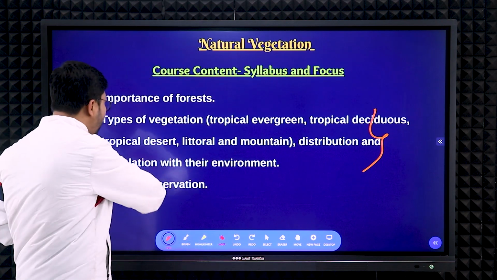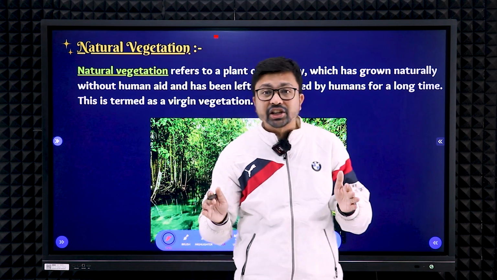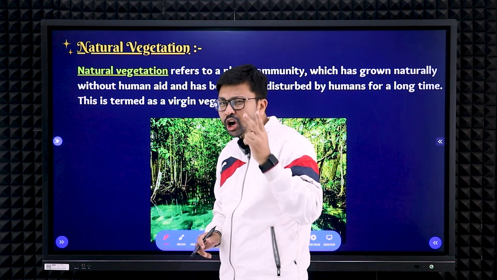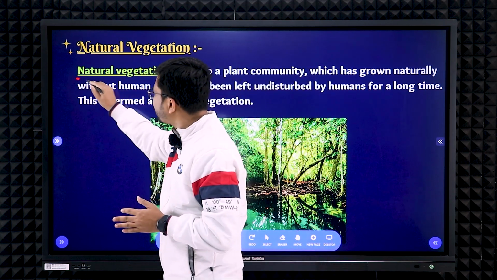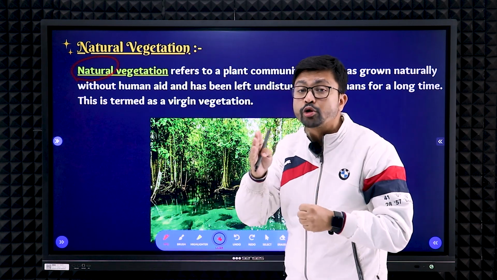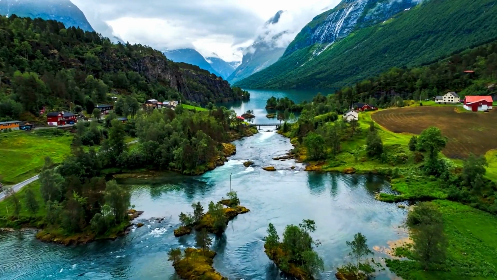Now, come to the main part. First of all, you need to know the definition of natural vegetation. Here you can see two important terms, natural and vegetation. So first you need to know natural. Now what do you mean by natural? Natural means without any human interference. I repeat, without any human interference. So trees or plants will grow without any human interference.